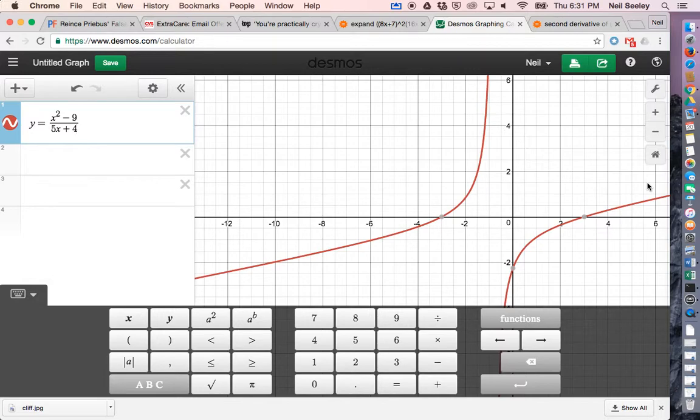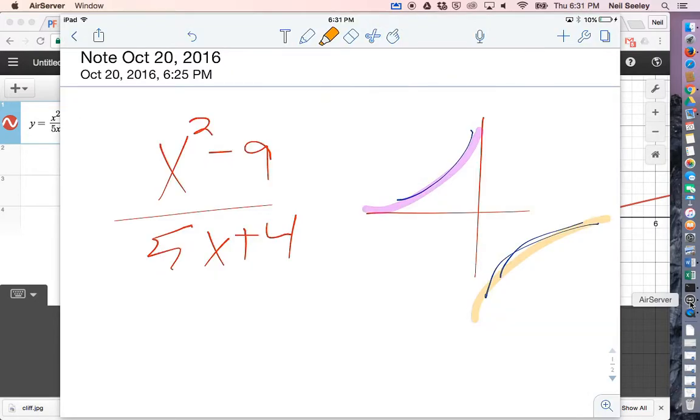The right hand side in purple here is concave up, and the left hand side here in orange is concave down. Oh, you can't see what I'm doing, sorry. I got that off the screen. So I got it highlighted. So concave up in purple and concave down there in orange.